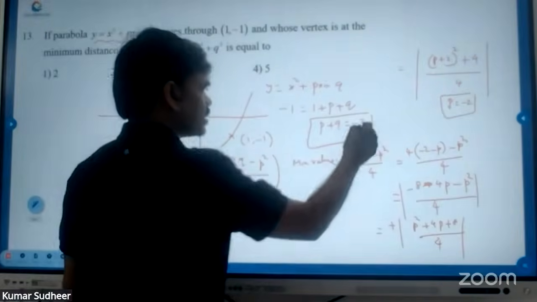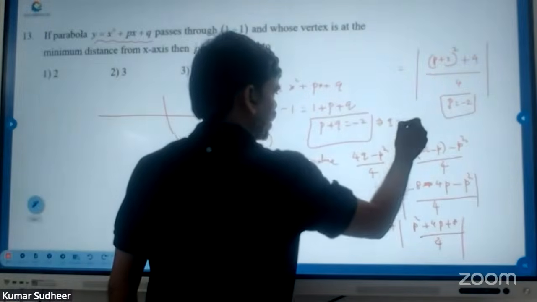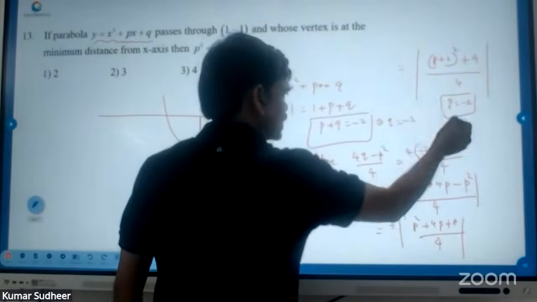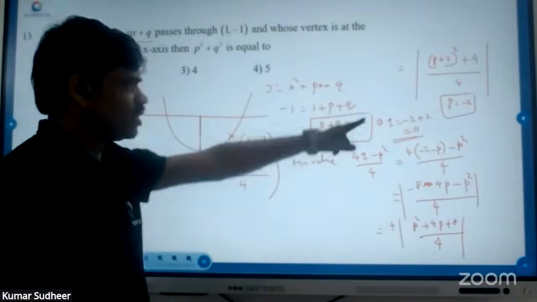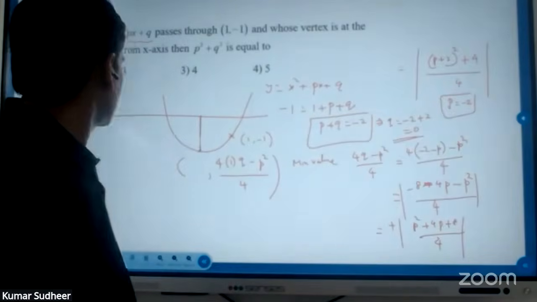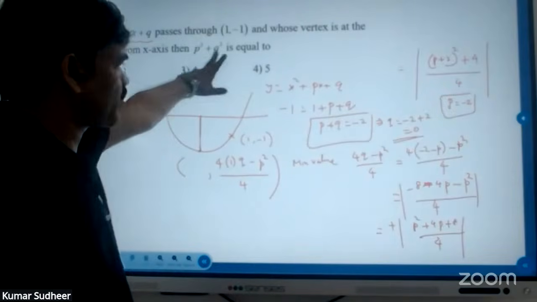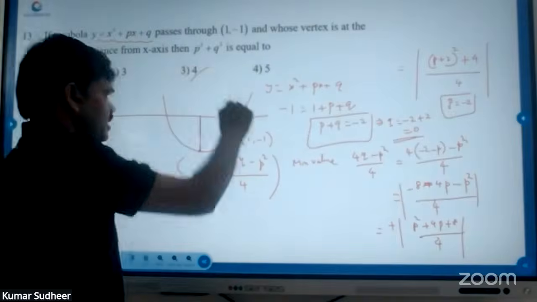Now we have to get the q value. So q is equal to minus 2 minus p. That is nothing but plus 2. This is 0. Q value is 0. P equal to minus 2, q equal to 0. Whenever the minimum distance is there, p squared plus q squared is equal to 4. That's right.